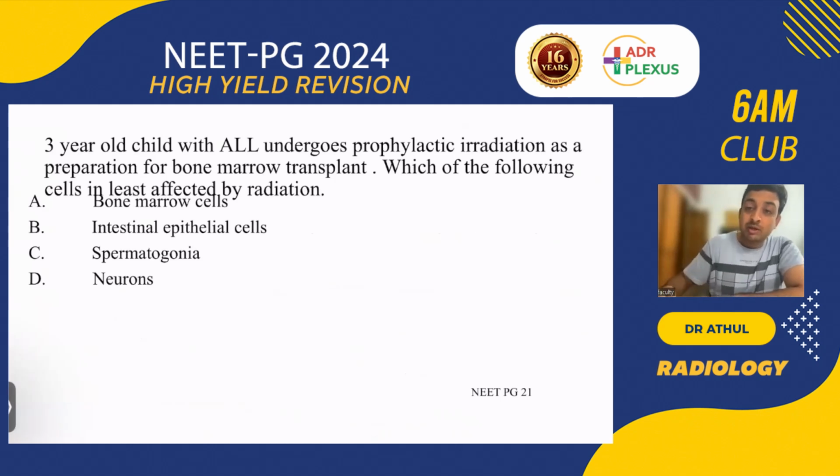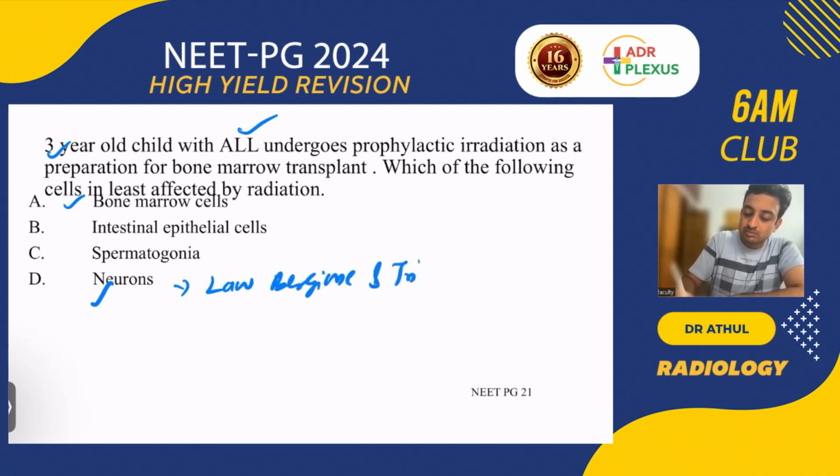Now coming to the effects of radiation, that is another very important topic. In our radiotherapy chapter, there is one table of very great importance, so you have to read it. This is a 3-year-old child with ALL going for cranio-spinal irradiation. Which of the following cells in the patient is least affected by radiation? Is it A, B, C, or D? Actually D. So why D? According to the law of Bergonie and Tribondeau. What does this law say? Yeah.